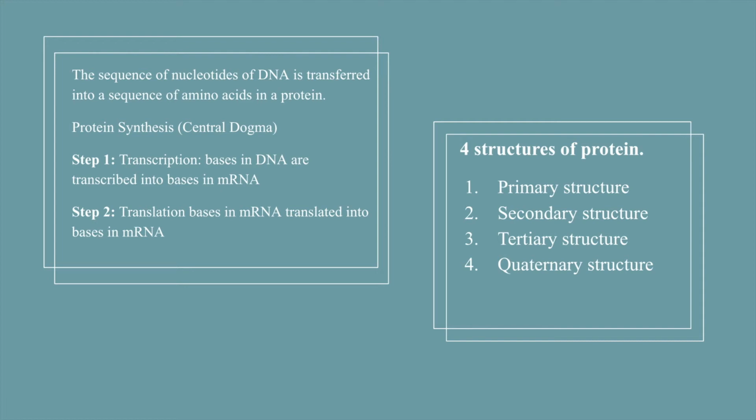The sequence of nucleotides of DNA is transferred into a sequence of amino acids in a protein. There are two steps to protein synthesis, also known as the central dogma. Number one, transcription: bases in DNA are transcribed into bases in mRNA. Number two, translation: bases in mRNA are translated into amino acids. And for the proteins that are made, there are four structures: primary structure, secondary structure, tertiary structure, and quaternary structure.